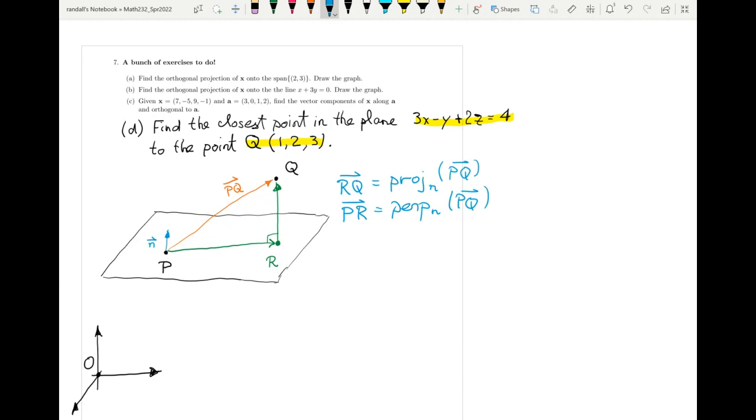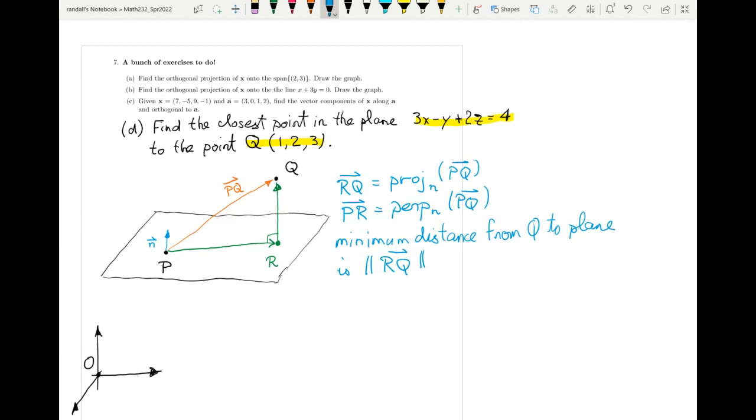Okay, so I've made the sketch of those two, and therefore the minimum distance from Q to the plane is the norm of a certain vector. Here I'm going to write it as RQ or QR, it doesn't matter, which is the norm of that projection of PQ along N. That's the minimum distance.